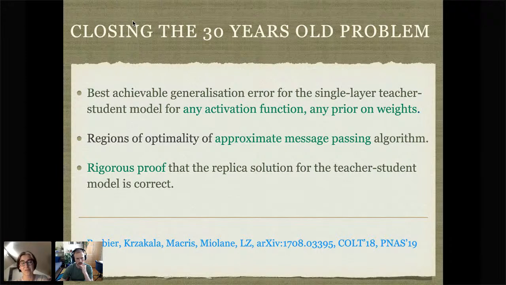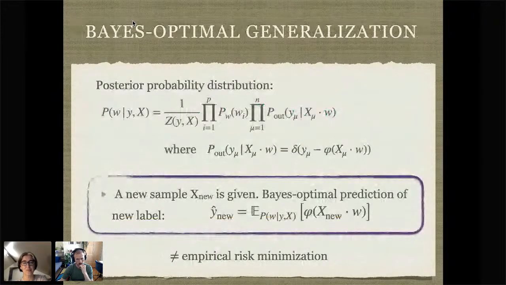We also linked it to the performance of the best known algorithms and provided the proof. So I will be showing you some results of that, but before doing that, I just want to clarify. I use this term, the optimal generalization error. So what do I mean by that?